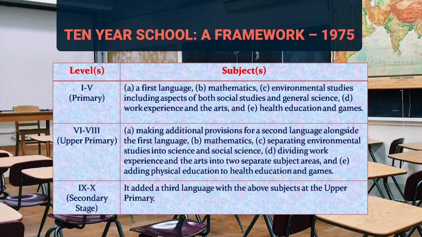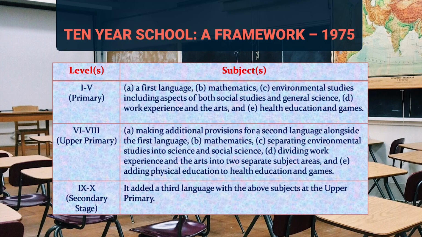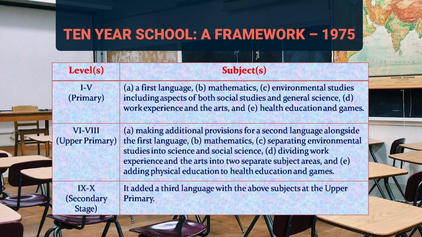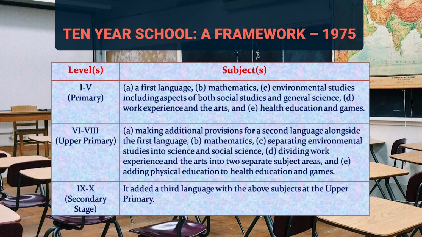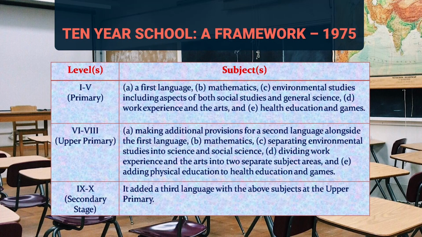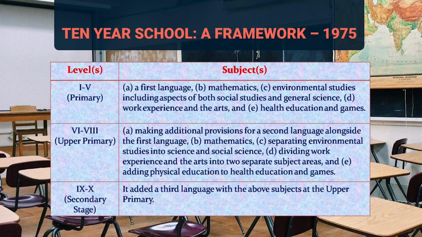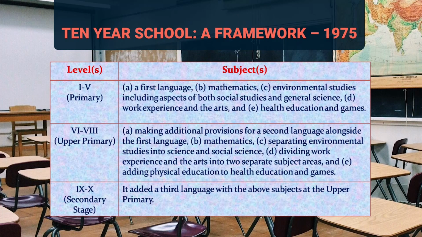To talk about the subjects included in the upper primary stage, that is making additional provision for a second language along with the first language. In primary level, only the first language had been included, and in the upper primary stage, one additional language in the name of second language was recommended. With this second language, then mathematics, separating environmental studies into science and social science was done at the upper primary stage. Then further dividing work experience and the arts into 2 separate subject areas, and further adding physical education to health education and games was recommended.